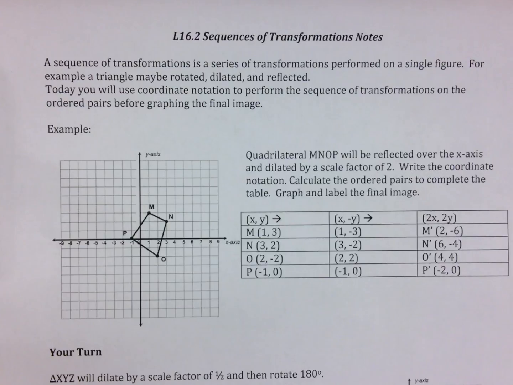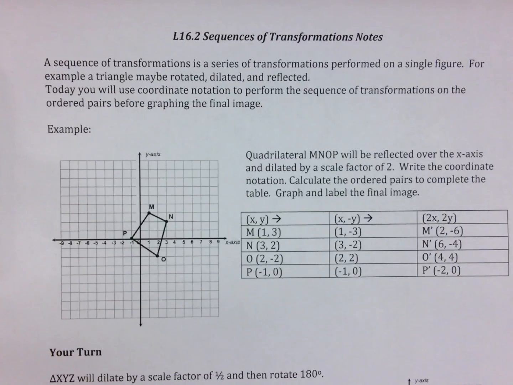Today we're going to take coordinate notation. We're going to determine what our coordinate notation is from the problem that we're given, and write that down. We're going to use the coordinate notation to determine our new ordered pairs, and we're going to graph and label our final image at the end of all the transformations.